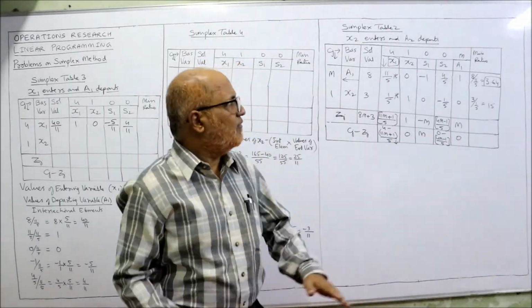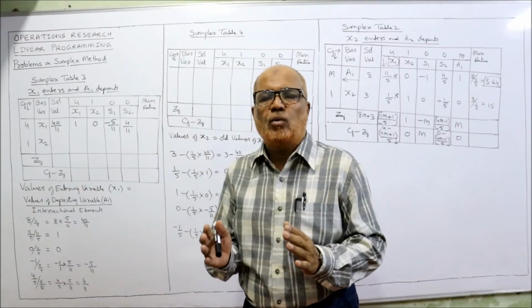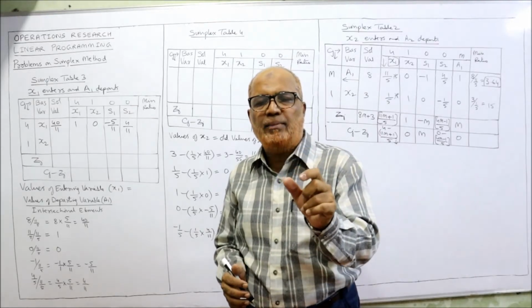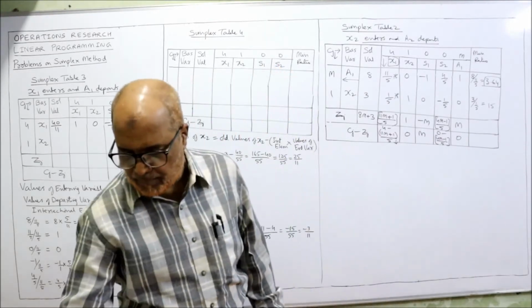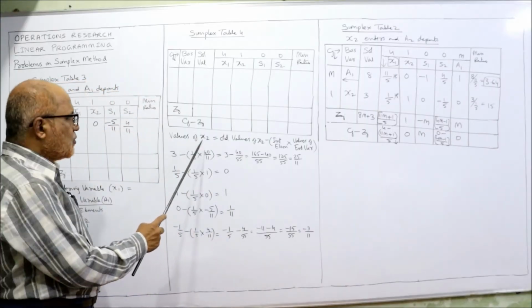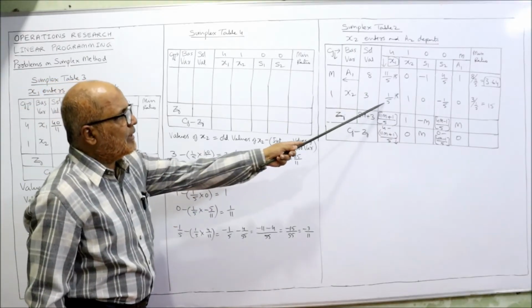Now we need the values of x2. The values of x2 are equal to the old values of x2 minus the intersectional element into the values of the entering variable. The same formula we are applying. What are the old values of x2? 3, 1 by 5, 1.